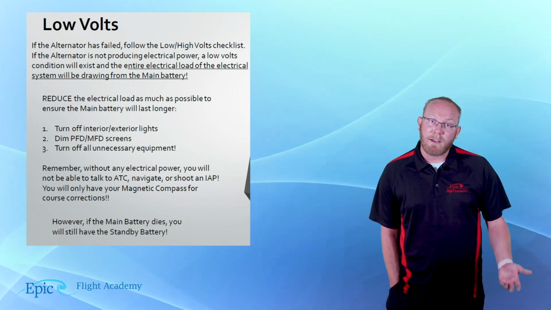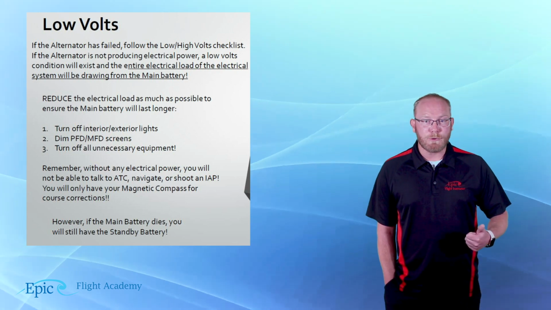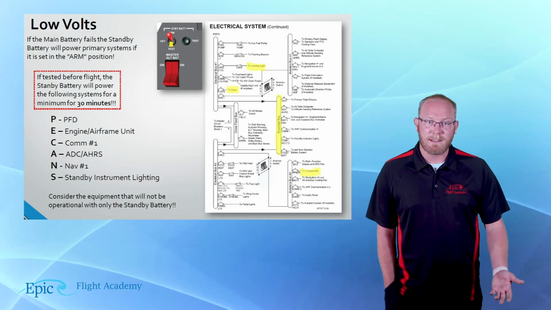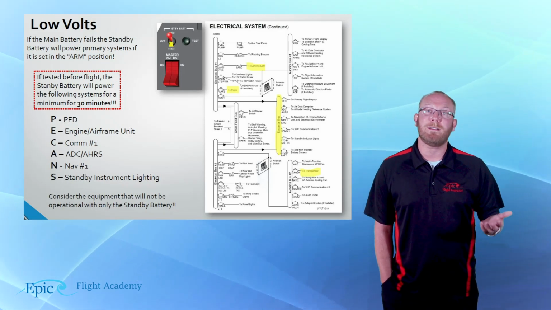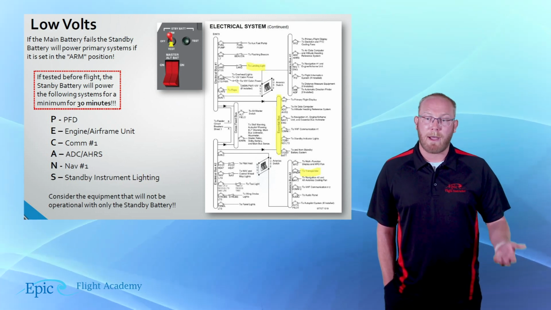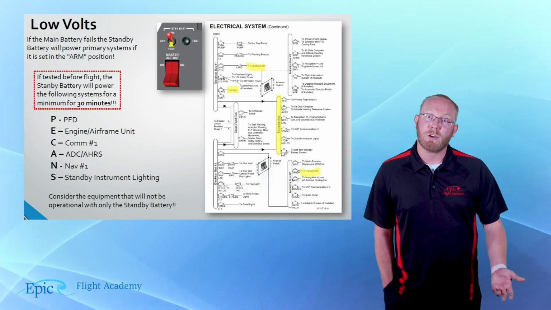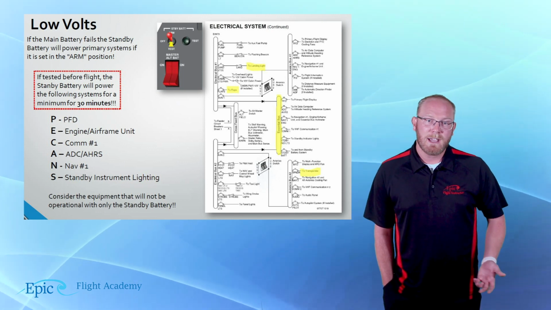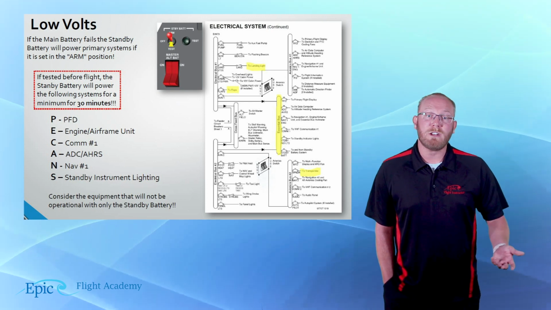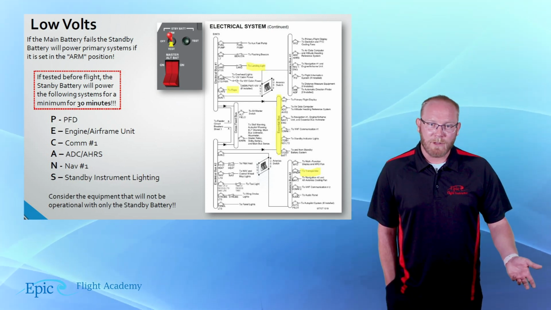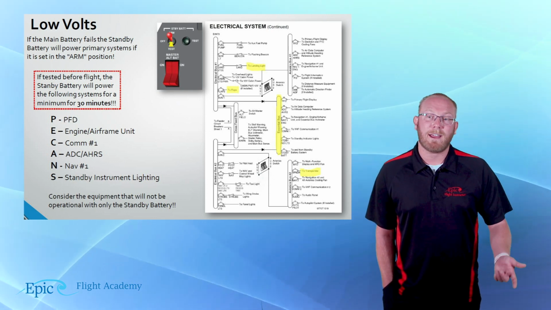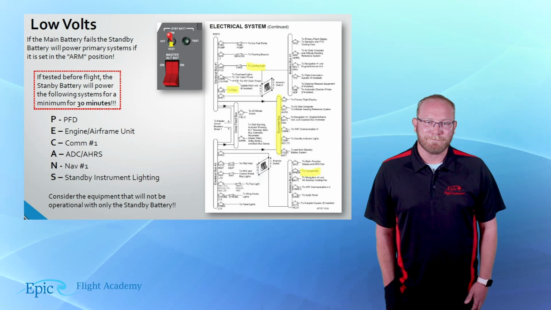Now, if you still happen to have your standby battery, that's good news, because in the Cessna 172S, that battery will last for 30 minutes. If you are operating on only that standby battery, you can reference your POH in the electrical system section, and it will tell you exactly what is on the essential bus, which the standby battery is powering. There's a really cool acronym known as PCANs, and you can go over that with your instructors when you get to that point.